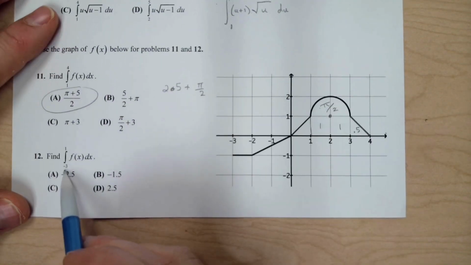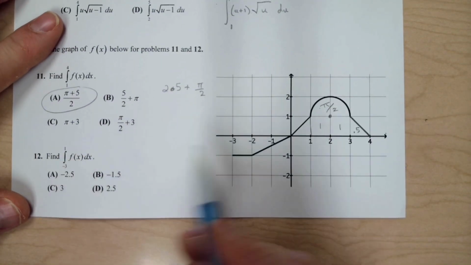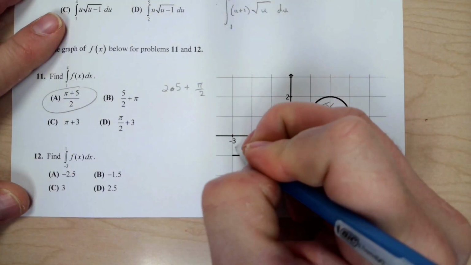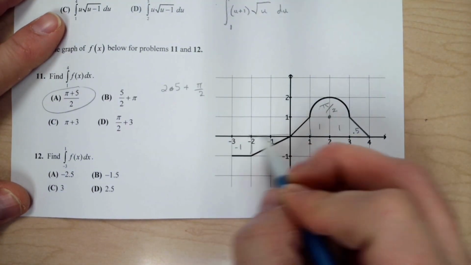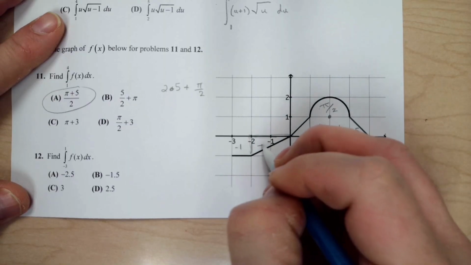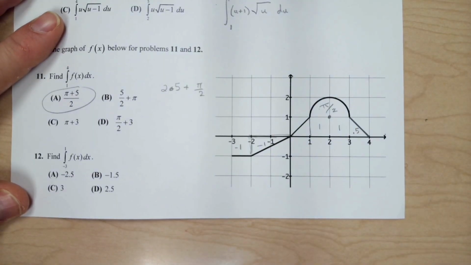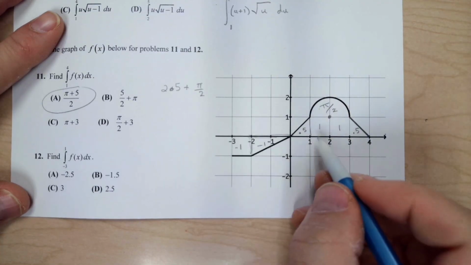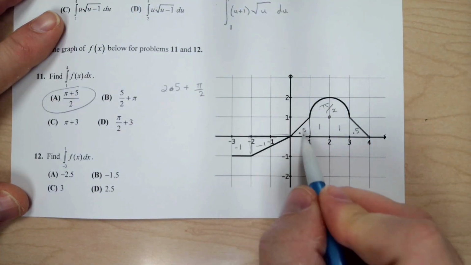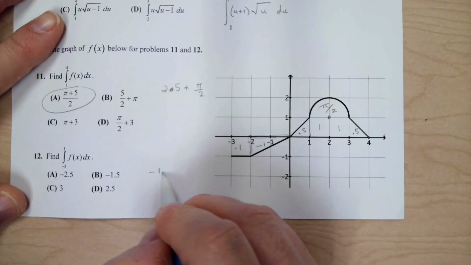Now it wants negative 3 to 1. So negative 3 to 1. So if I'm back this way, this is negative 1. This is a right triangle right here. So we're going 2 times 1 divided by 2. This is also negative 1. And then this would be 0.5. So from negative 3 to 1, we're looking at negative 2 plus 0.5. This is negative 1.5.